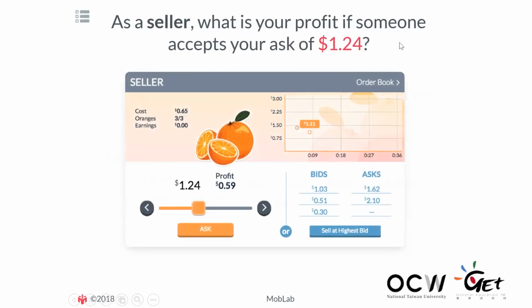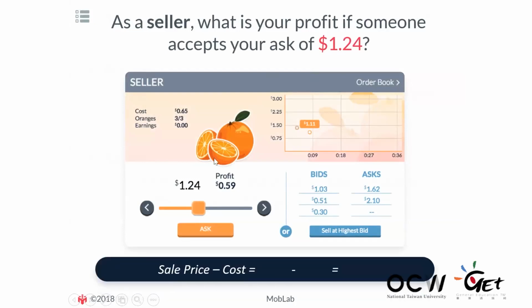As a seller, if you ask for 124 over here and somebody accepts that, what is your profit? So here, actually, I already gave away the answer, right? Yeah, you get it. 124 is your ask. Somebody accepts that. So that's the price amount you earned for this transaction. But then your cost is 65 cents. So the profit is 59 cents. And it is indeed on the screen as well.